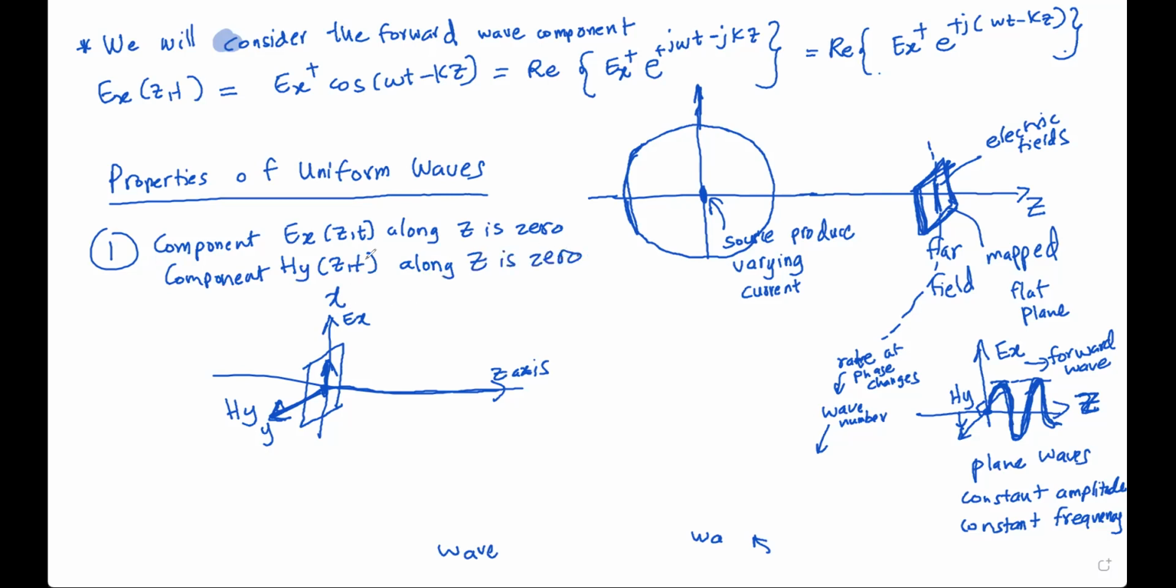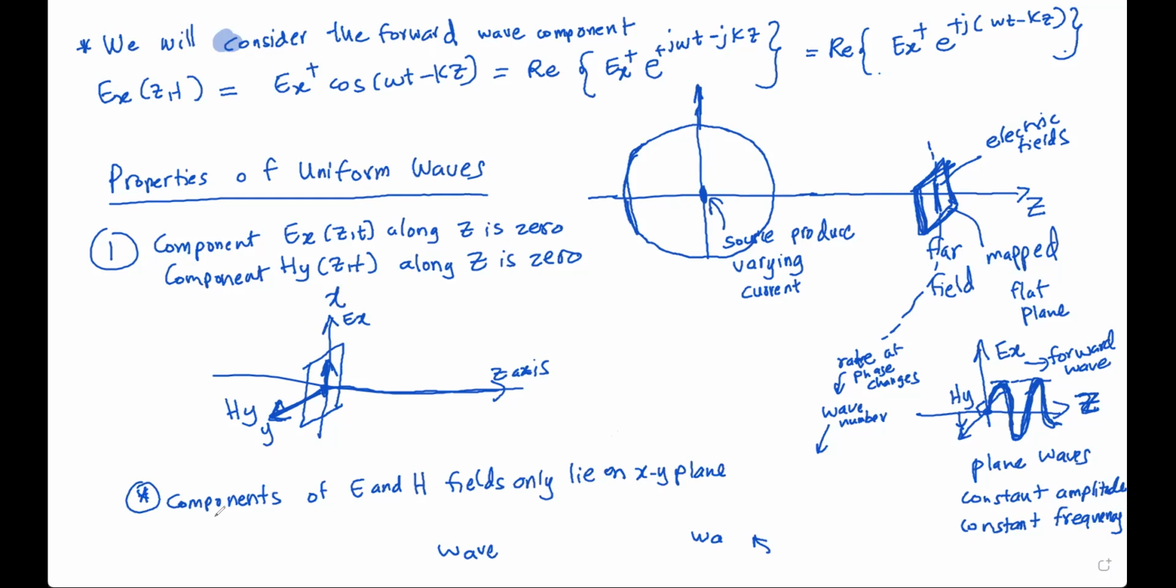Right. So this is happening in uniform plane waves. So in the uniform plane waves, the electric and magnetic fields only lie on the plane. They will only be lying on the XY plane, right? So the components of electric and magnetic fields will only lie on the XY plane. Okay, so that is the first property of the uniform plane waves, right?